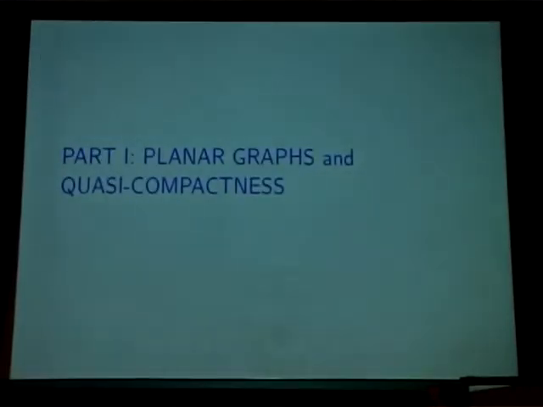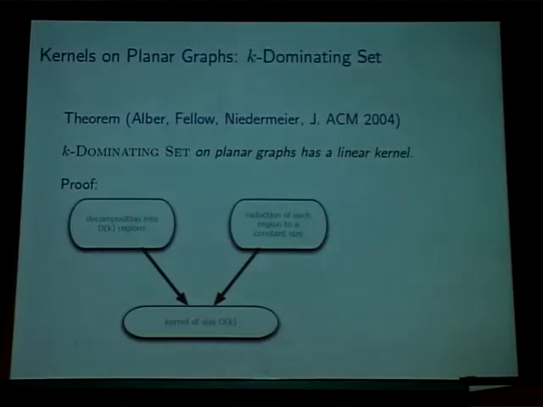The first part is on the property which is called quasi-compactness, and why many problems on planar graphs have a linear kernel. The story goes back to the very nice paper of Alber, Fellows, and Niedermeier in the Journal of the ACM, 2004. In this paper, they proved that k-dominating set on planar graphs has a linear kernel.